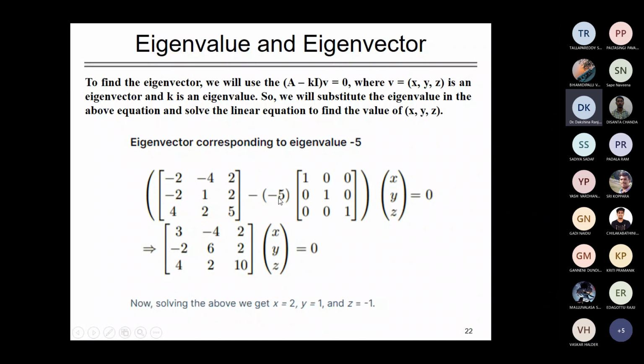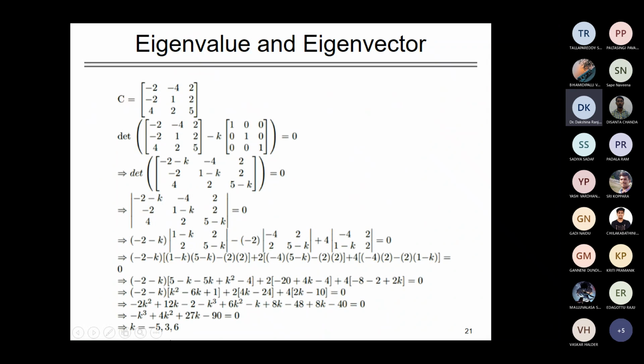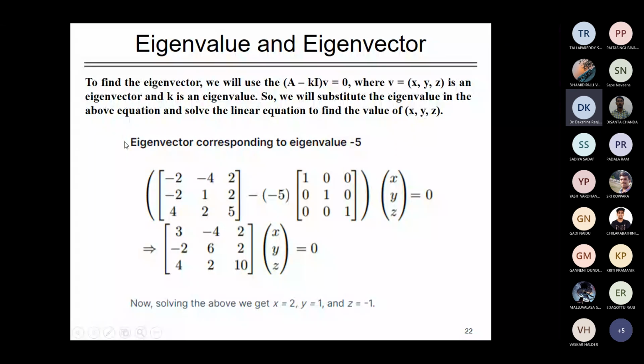Similar to the first eigenvalue, we will get two other eigenvalues, 3 and 6, and accordingly we will get the corresponding eigenvectors for the other two eigenvalues. After solving the linear system of equations, we will get two more sets of values for x, y, and z.